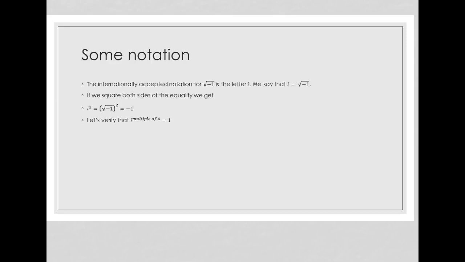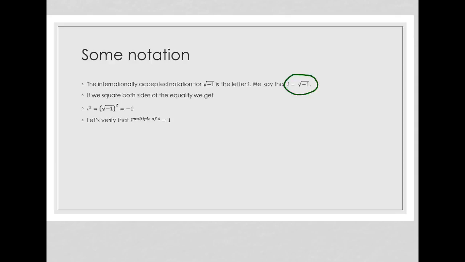And to understand the notation then, the internationally accepted notation for the square root of -1 is the letter i. We say that i is equal to the square root of -1. So this defines the whole set that we are going to work with, the i that we've spoken about previously. If we square both sides of the equality, we get that i squared is equal to -1.